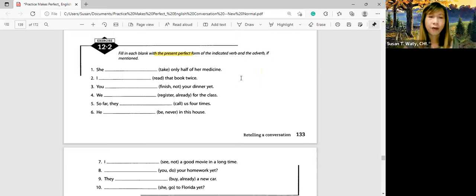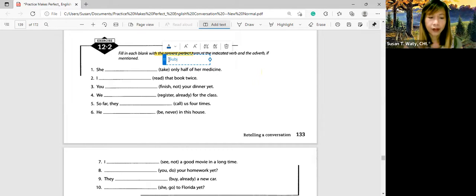Here we just need to fill in the blank with the present perfect tense for the indicated verb and adverb that is in the bracket. So what you guys need to do is just change these verbs and adverbs that are already given to you to present perfect tense. Before we start, let me explain to you guys first. The formula for present perfect tense is really easy. We have subject here.